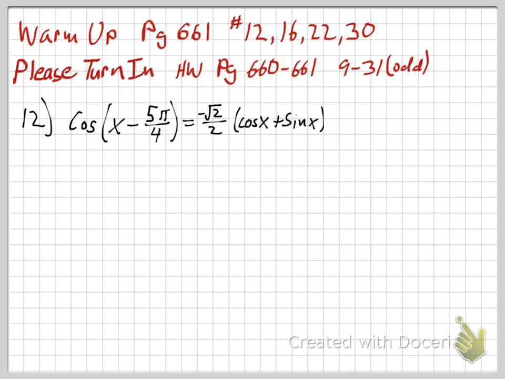Okay, let's see how we did on the warm-up assignment. So how do we start this off? Well, what we're going to do is use our cosine difference formula on this expression right here. Remember this is what we're going to use for angle A, and this 5 pi over 4 is what we're going to use for angle B. So let's proceed and see how that's going to work out.